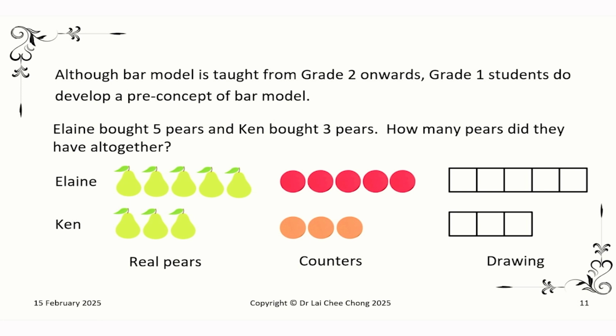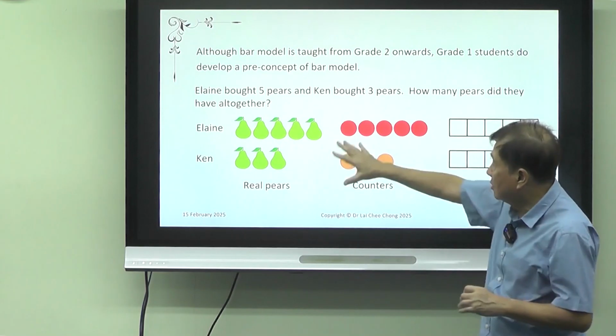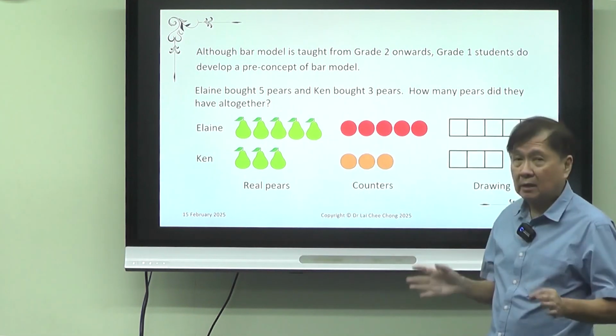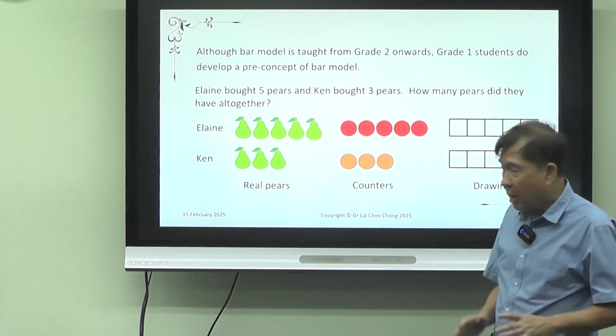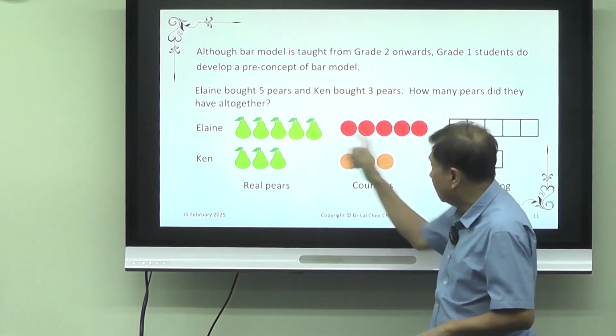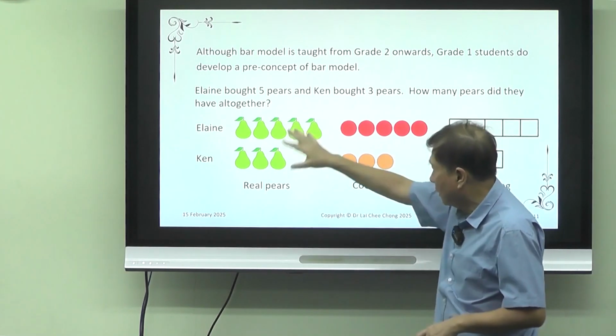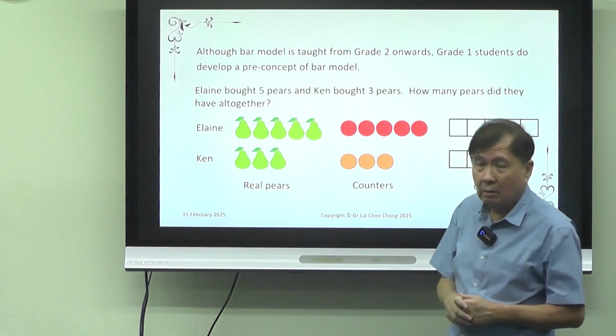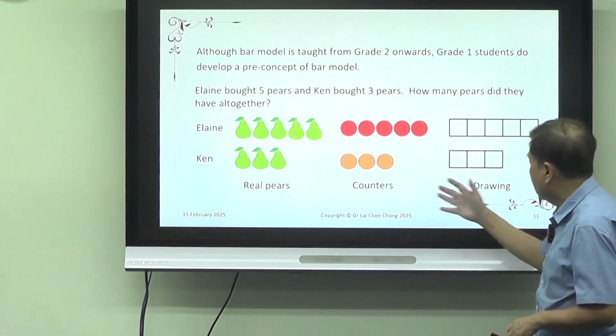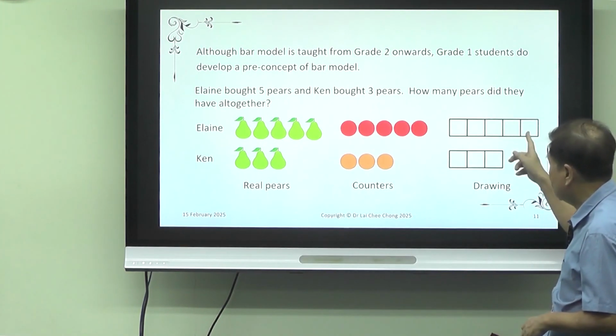All right, for example, you say that Elaine bought 5 pears and Ken bought 3 pears. How many pears did they have altogether? So either they have the actual pears in their own hand, they can count how many are there, or they can use the counters, the round counters, to represent all those pears here and do the counting. It's the same thing. So in grade 1, usually they will see this kind of thing here. Either they will draw a circle or they will do all those things there. And now, eventually, we make them draw pictures like these boxes. These are little squares here.